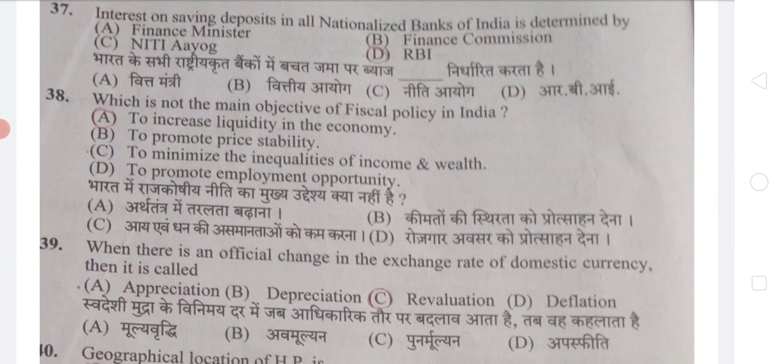The interest on saving deposits in all nationalized Bank of India is determined by D RBI. Which is not the main objective of fiscal policy in India? A. To increase liquidity in the economy. When there is an official change in the exchange rate of domestic currency, then it is called C. Revaluation.